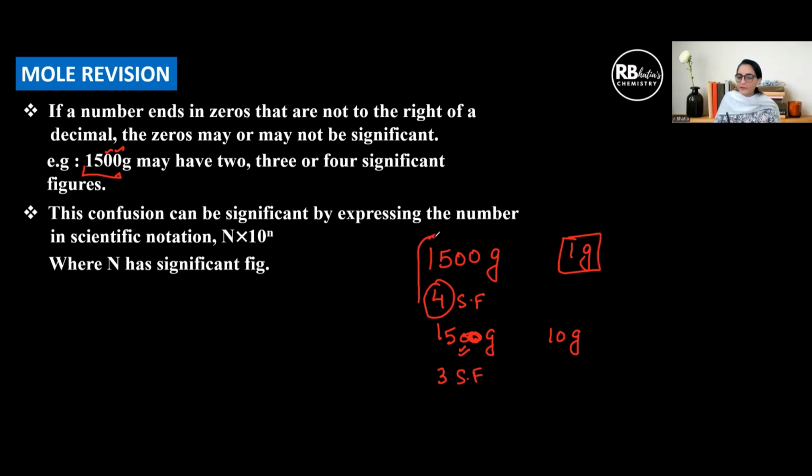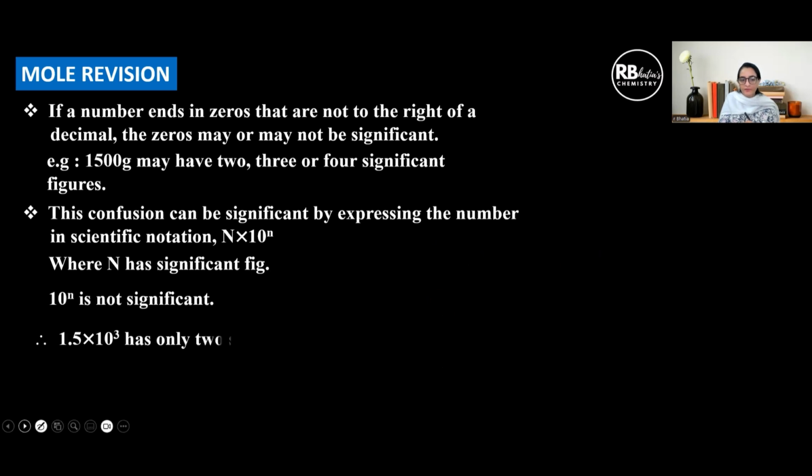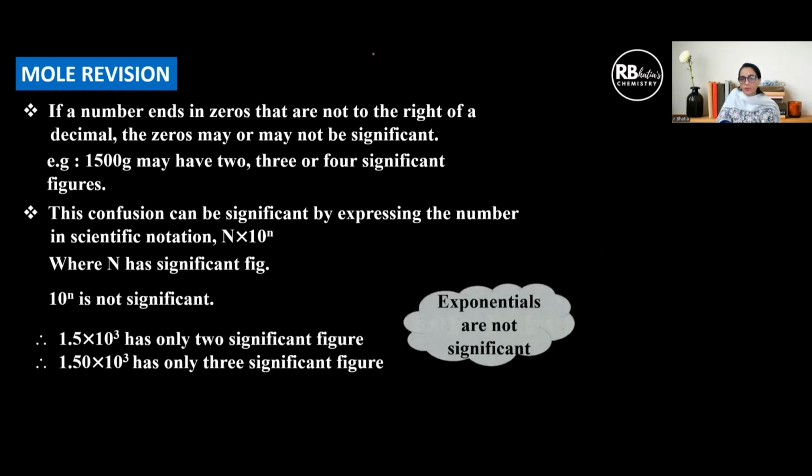Clear? This is less likely to be asked at the school level, but if you can understand, you can do this too. Otherwise, just remember, children, in order to specify the number of significant figures in such a quantity, we express it in scientific notation. How do we express it in scientific notation? If I express 1500 as 1.5 into 10 to the power 3, when I multiply this, I'm going to get the answer as 1500 only. But writing it like this means it has only 2 significant figures. Why? Because the exponential value does not count for significant figures.